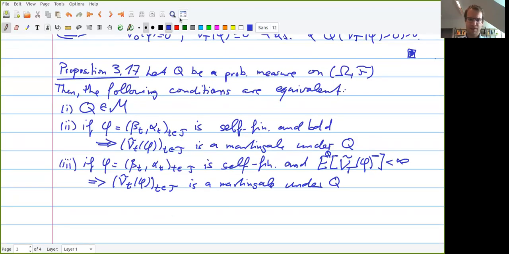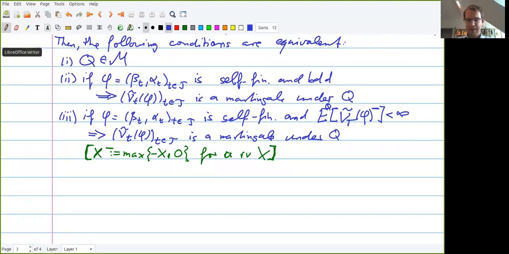So just to recall the definition: if I have a random variable X, and I want to consider only the negative part, this is defined as the maximum of minus X and 0. This is not part of the statement. This is just for you to recall the definition of the negative part. All right.